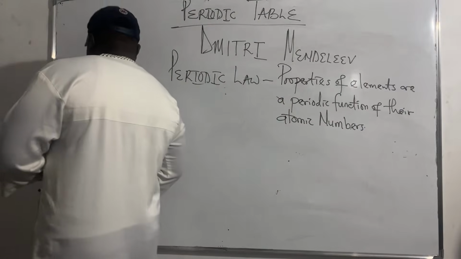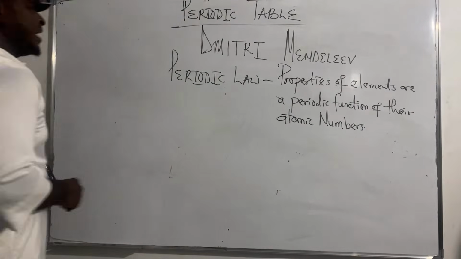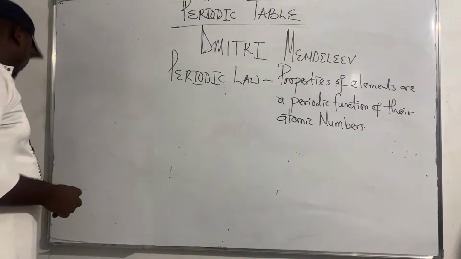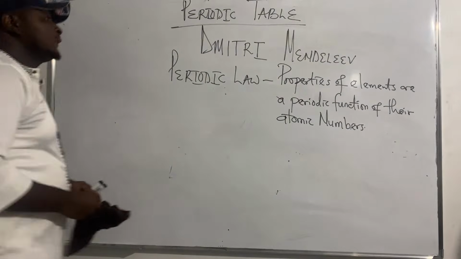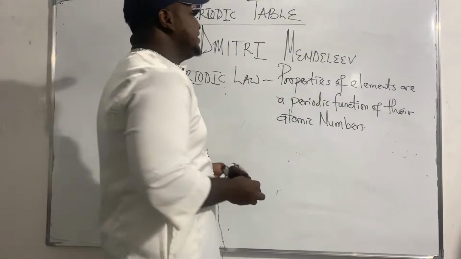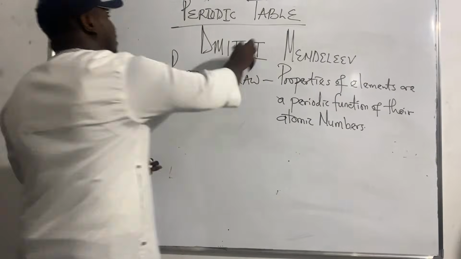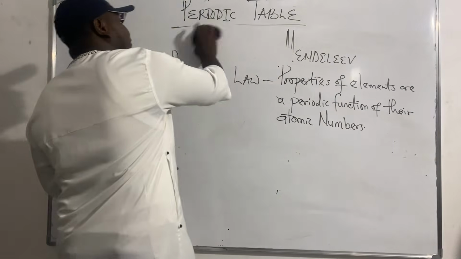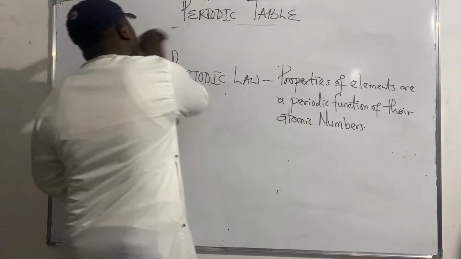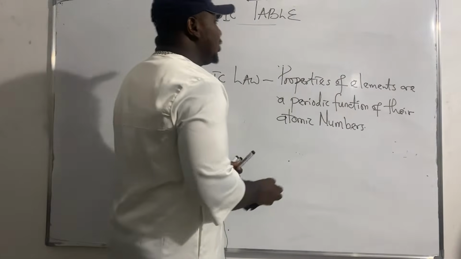The periodic law states that properties of elements are a periodic function of the atomic numbers. That means we arrange elements in the periodic table based off of the atomic numbers. Class, why do we need the periodic table?